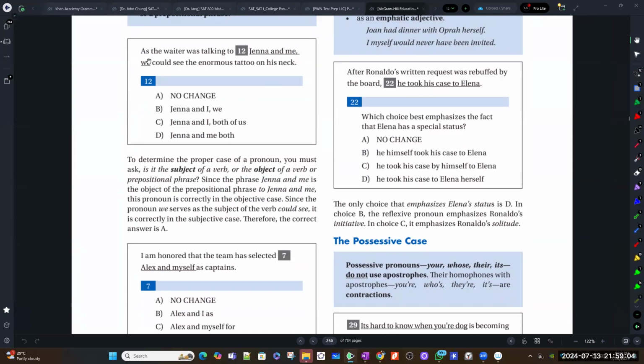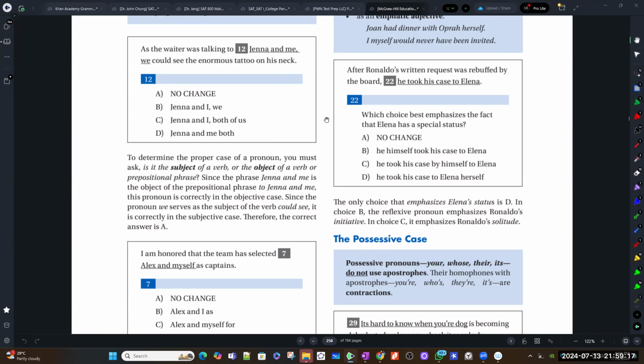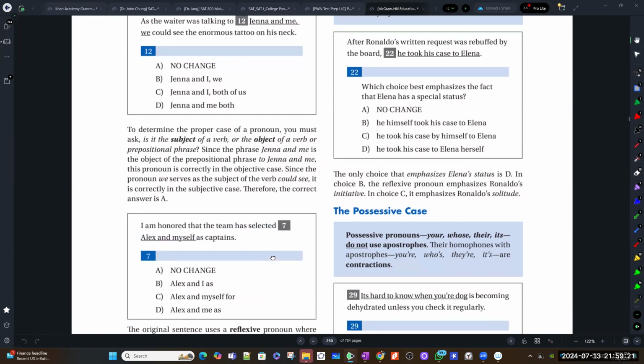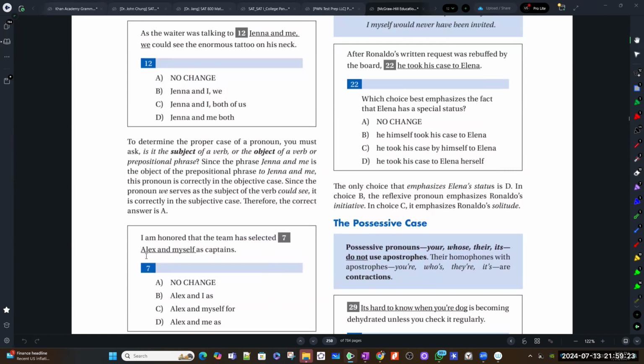All right. As the waiter was talking to Jenna and me, we could see the enormous tattoo on his neck. So there's no issue in this one. I am honored that the team has selected Alex and me as captains.